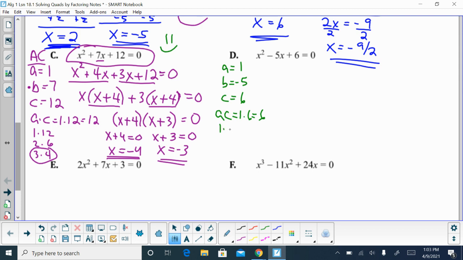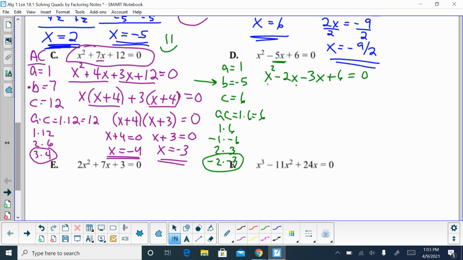So I could do something like 1 times 6. I can even do negative 1 times negative 6. Positive 2 times 3, or a negative 2 times 3. And we have a winner. Negative 2 times negative 3 is a negative 5. So let's rewrite this right here. X squared minus 2x minus 3x plus 6 is 0.